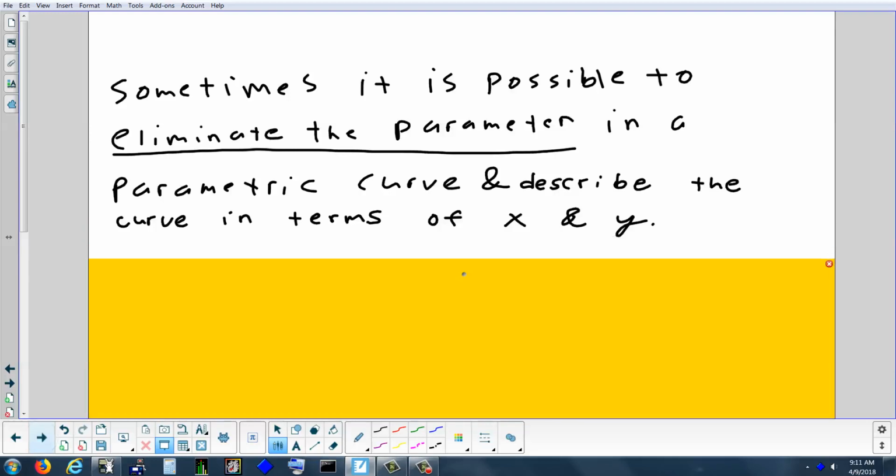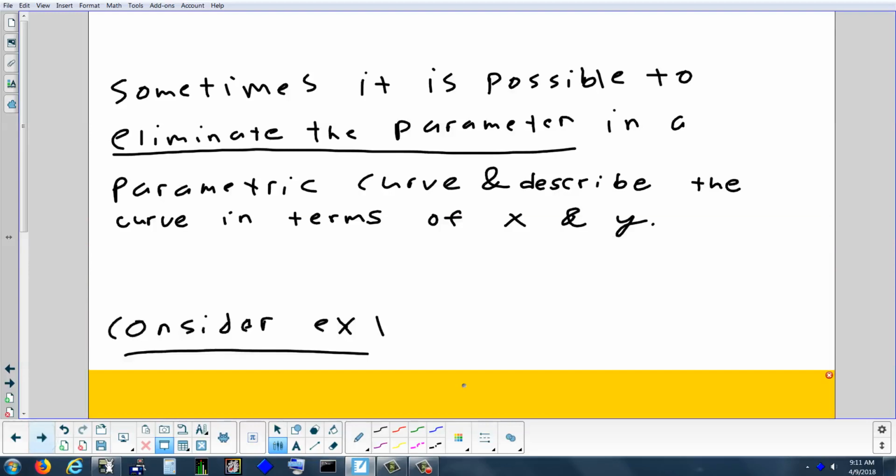All right, so sometimes what we can do is eliminate the parameter. So what that means is we're going to take something that's written parametrically, get rid of the t, and turn it back into the kind of equations we're used to. I'm just going to go through an example with you, and we'll see what happens.